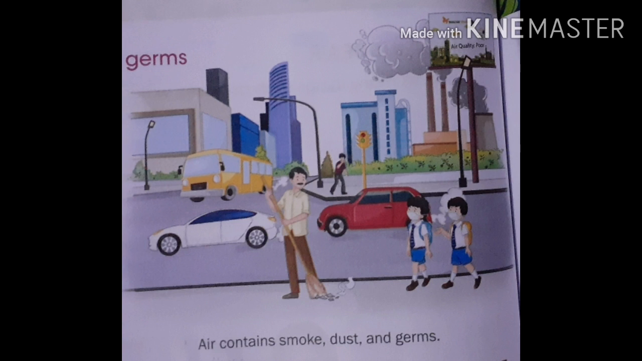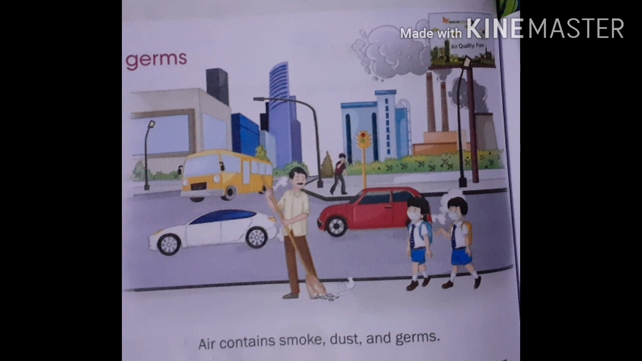So, air contains germs. Now, what are germs? Germs are tiny living organisms that can cause diseases. So, children, this smoke, dust, and germs make the air dirty, and dirty air is called polluted air. If we breathe in polluted air, then what will happen? We may fall sick.